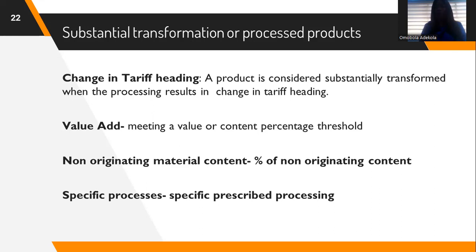Then value add: there is a certain percentage threshold of value add to that product for you to qualify as substantial transformation, and it must meet that threshold. Then you also have to look at the percentage of non-originating content in that processed product. There is also a certain threshold of non-originating content that it must reach. Then what are the specific prescribed processes as well? Those are some of the things that will be looked at.